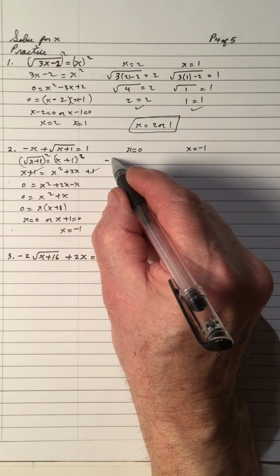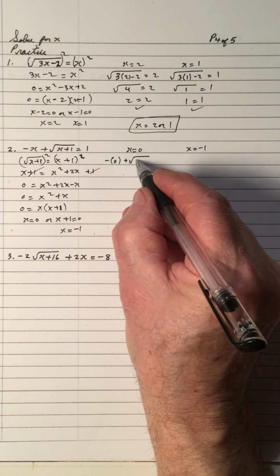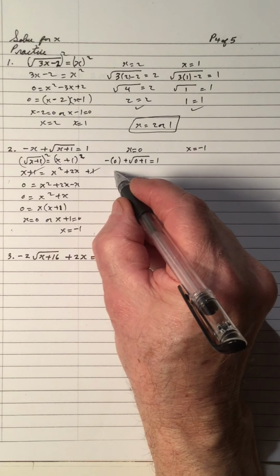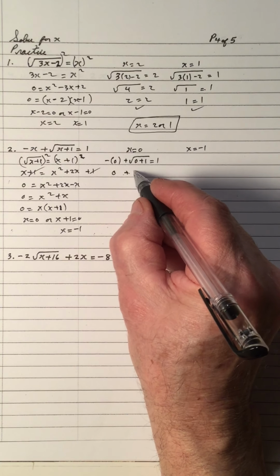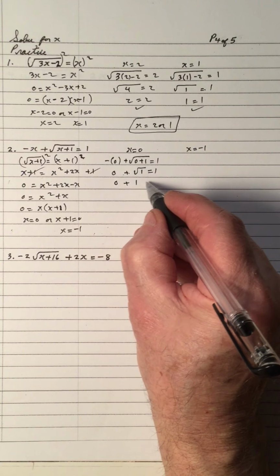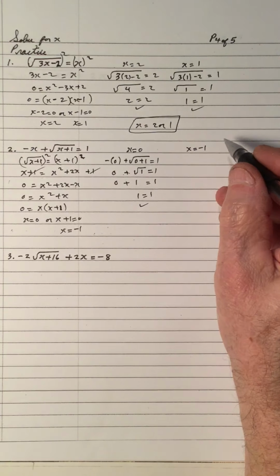So let's put a 0 in the equation. The negative of 0 is 0. 0 plus 1 is 1. 0 plus 1, square root of 1 is 1. 1 equals 1. So 0 is the root.